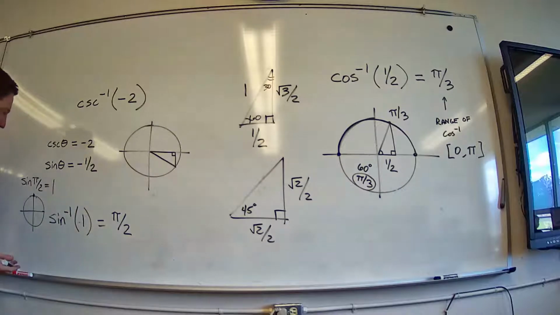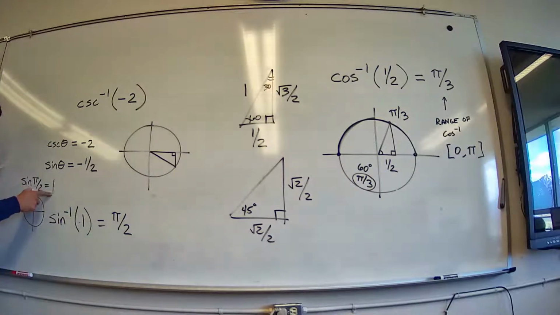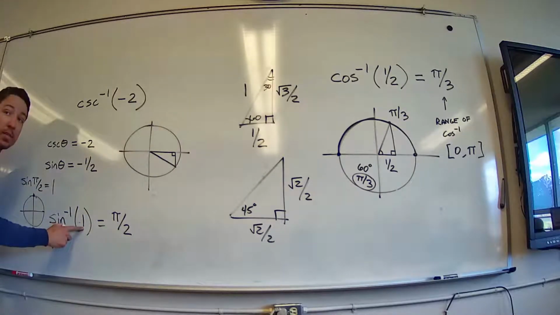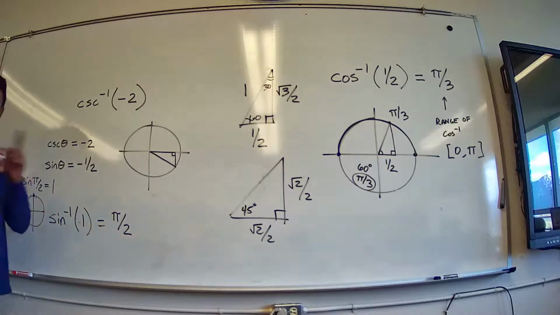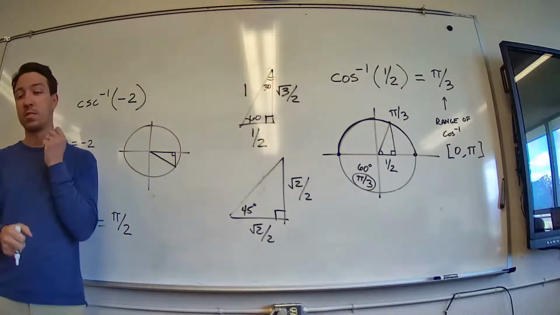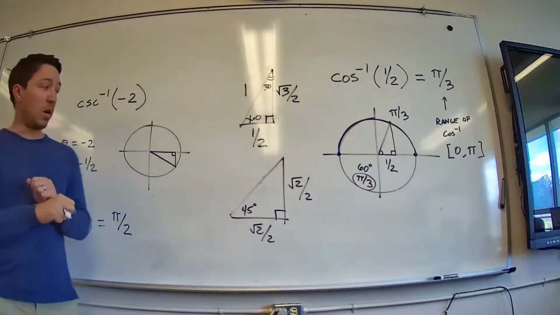Wait, sine is 1 or inverse sine is 1? I'm saying the sine of pi over 2 is 1. That's a true fact. Also, the inverse sine of 1 is pi over 2. Those are inverse statements. Oh, no, I get it. Yeah, now I get it.